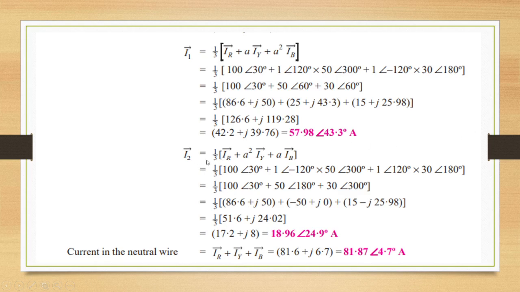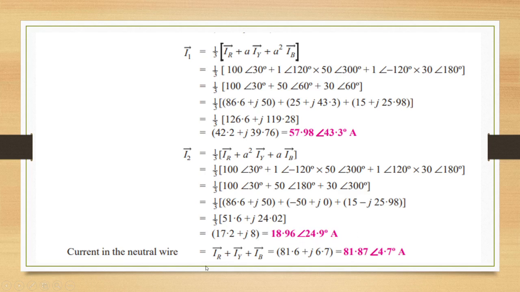Now calculating I2. I2 is 1 by 3 times (IR plus a squared IY plus a IB). All these things we have derived just now. So now substitute the values of IR, IY, IB from the question, where a squared is 1 angle minus 120 and a is 1 angle 120. If it is a, take it as 1 angle 120, and a squared as 1 angle minus 120. After substitution, conversion of polar to rectangular, and adding all the real and imaginary parts, we get the value of I2 as 17.2 plus j 8 in rectangular form and 18.96 angle 24.9 degrees in polar form.